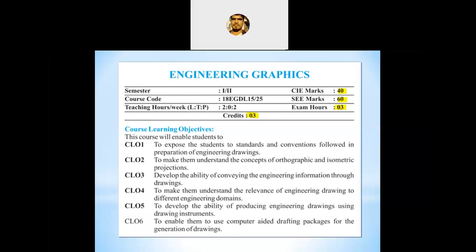There are so many packages available: Unigraphics, Catia. Many different modeling and drafting packages are available. So if you study this engineering graphics, it is very easy to understand packages like Unigraphics, Pro-E, and many different modeling and drafting software. So these are the main course learning objectives. Based on this, frame your syllabus for engineering graphics.